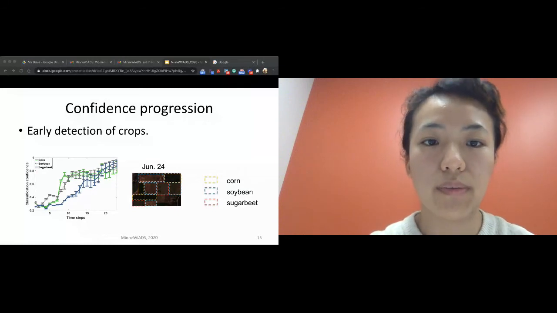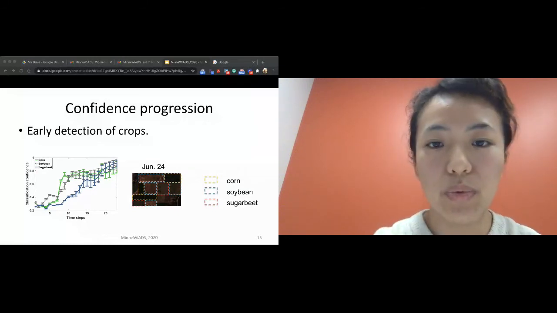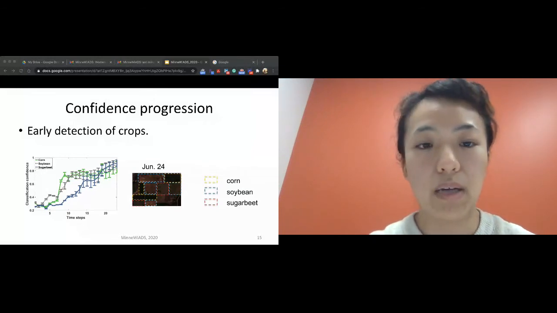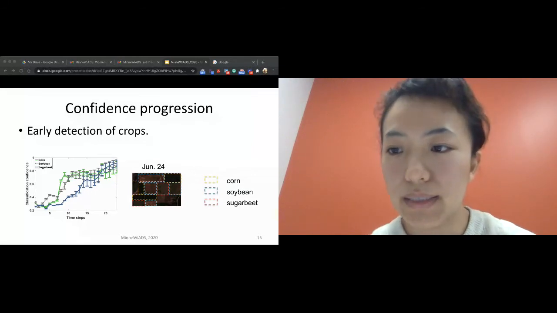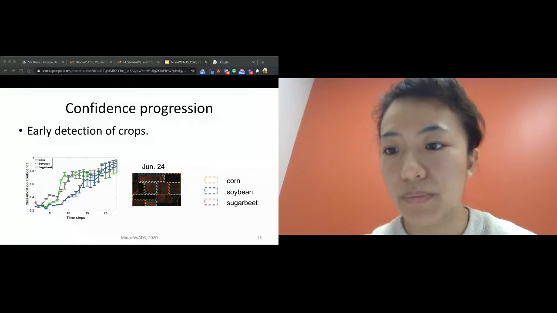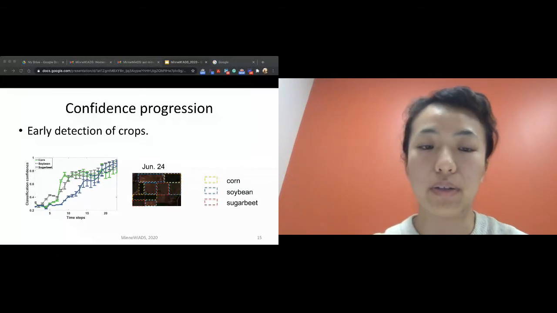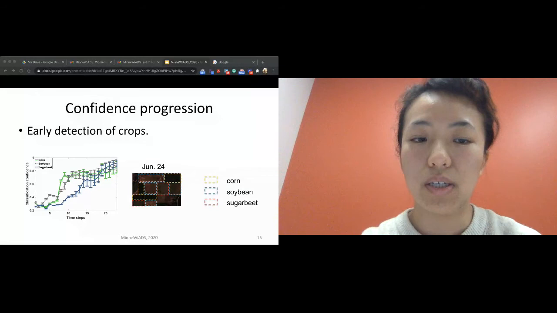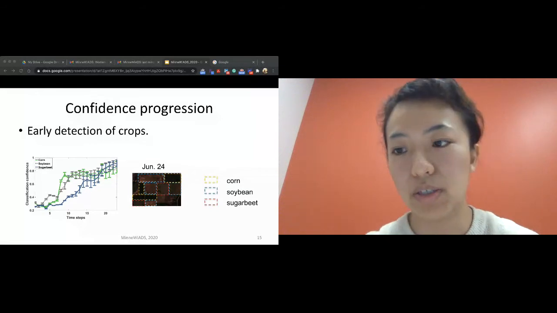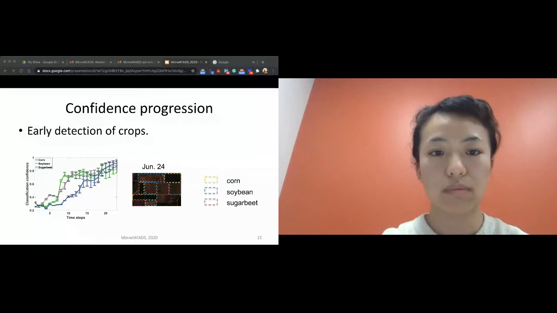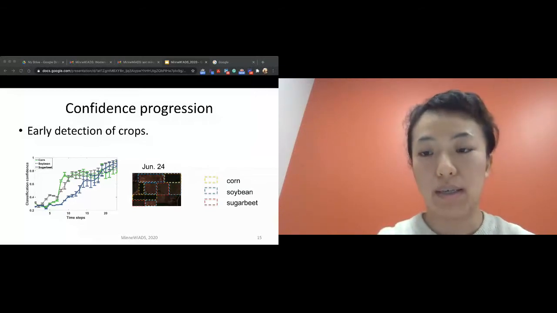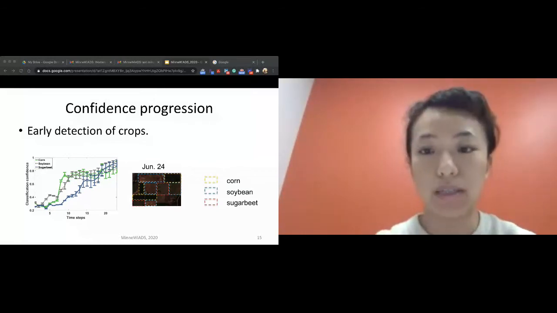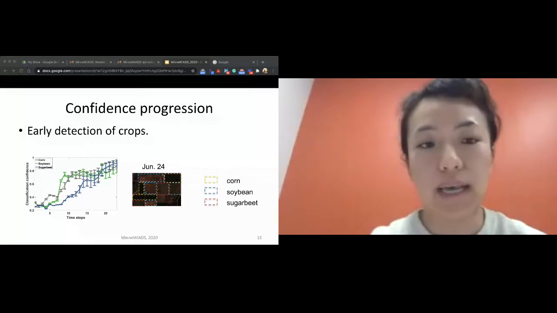June 24th. To validate this, we show the RGB image of the example region captured on June 24th. Corn is highlighted here in yellow, and we can see that it really turns green days earlier compared to soy and sugar beet. So that means we're actually right about gaining a more confident prediction at that time.